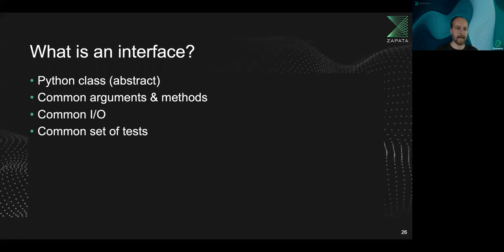You're going to have other classes that inherit from this base class, that implement this interface, and they all will have common arguments and common methods, as well as common inputs and outputs for these methods. So it's much easier to ensure consistency.